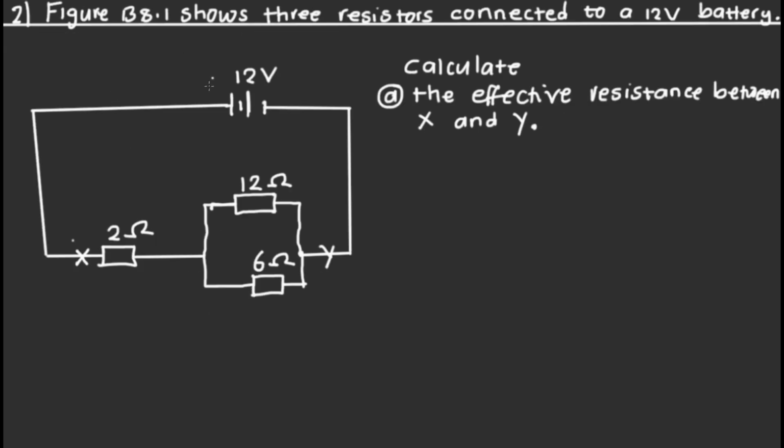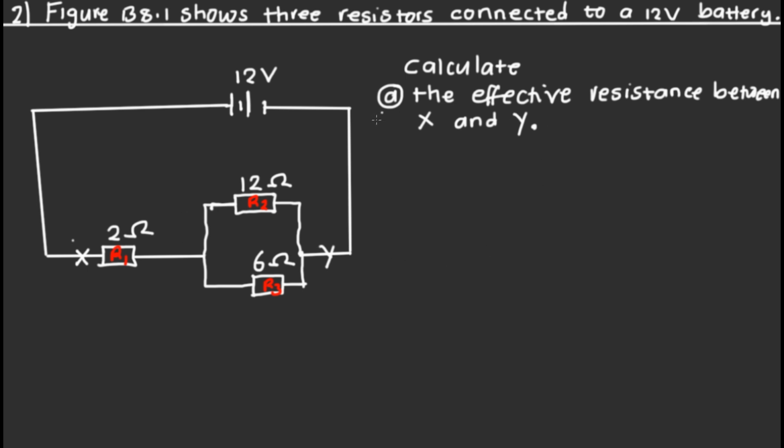Okay, so this question reads, figure B 8.1 shows 3 resistors connected to a 12 volts battery. Right, so I'm going to put numbers. I'll call this one resistor 1, resistor 2, then resistor 3. If you look at resistor 2 and resistor 3, these two are connected in parallel. Then the effective resistance of the two will now be considered to be connected in series with resistor 1.